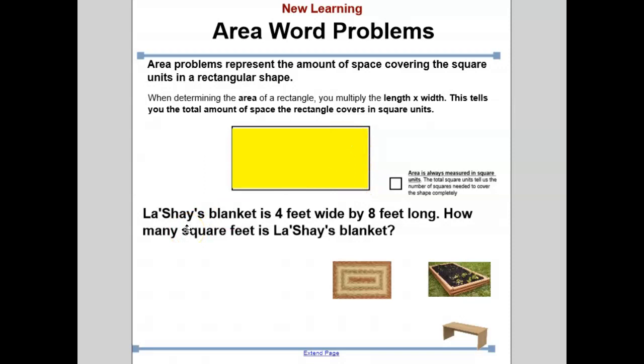Here is my word problem example. Lachey's blanket is 4 feet wide by 8 feet long. How many square feet is Lachey's blanket?